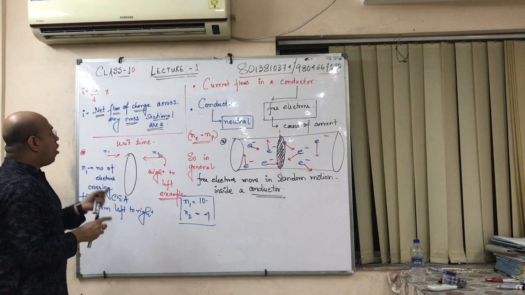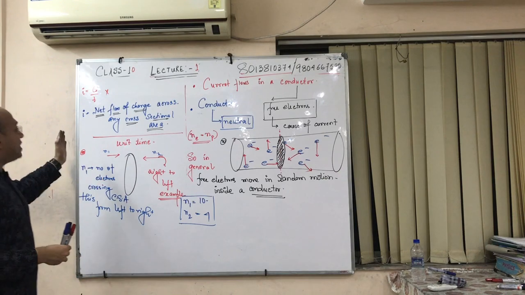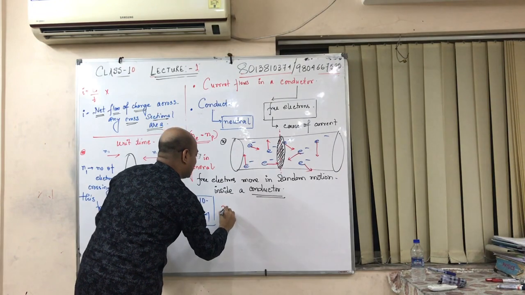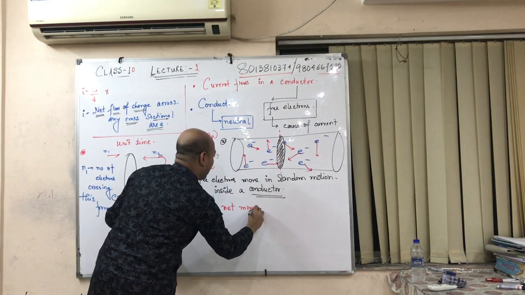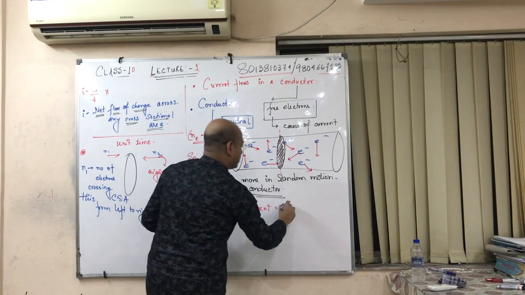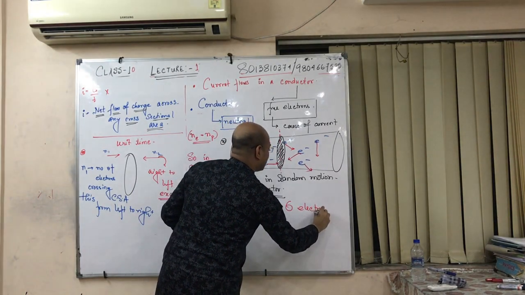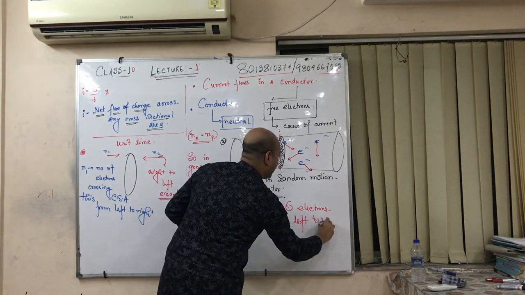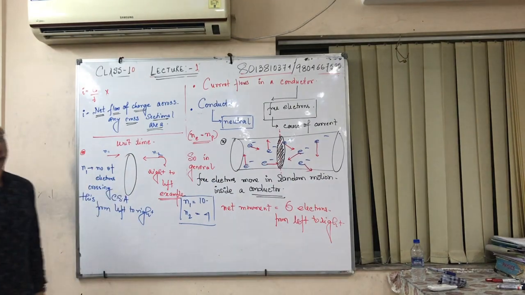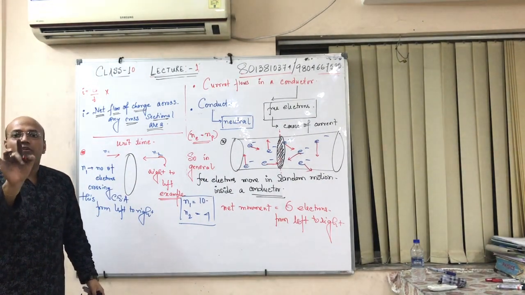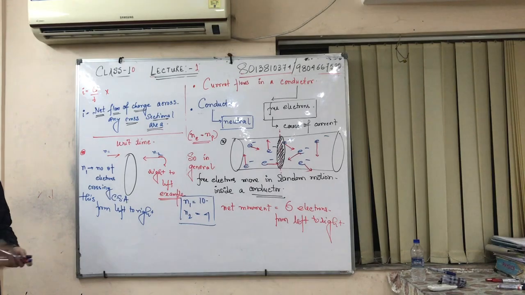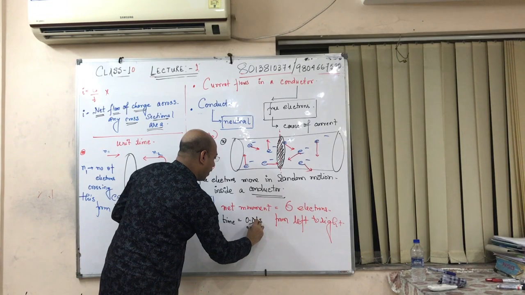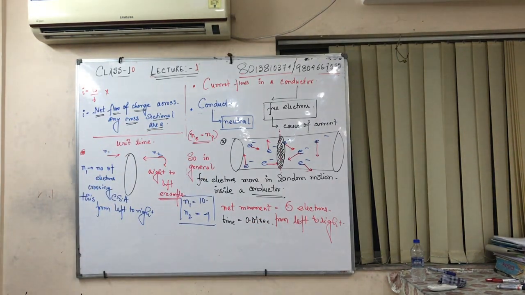So actually, how many electrons have crossed? 6 electrons have crossed from left to right. So I say the net movement is 6 electrons from left to right, and these 6 electrons are responsible for the current. Sir, in how much time? Say time taken is 0.01 second.